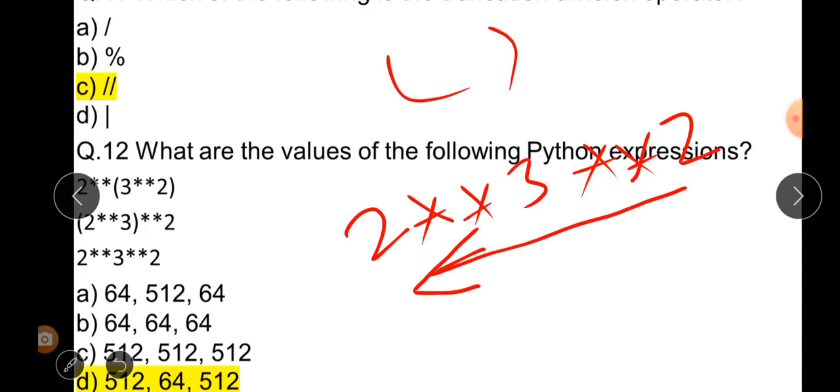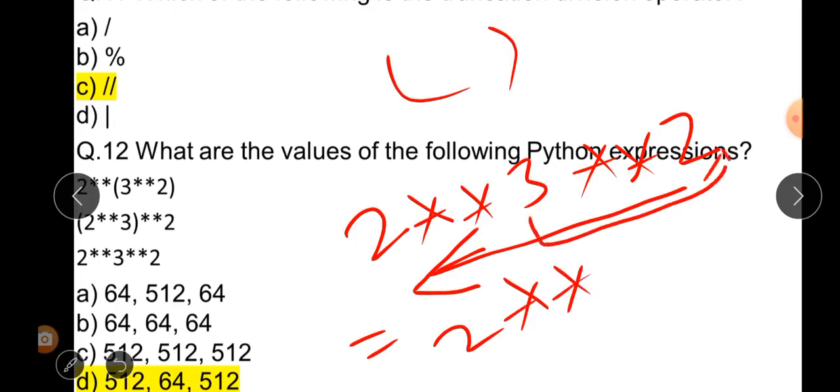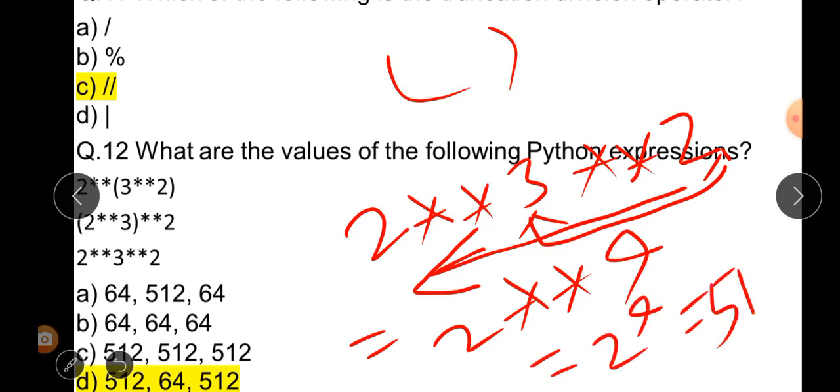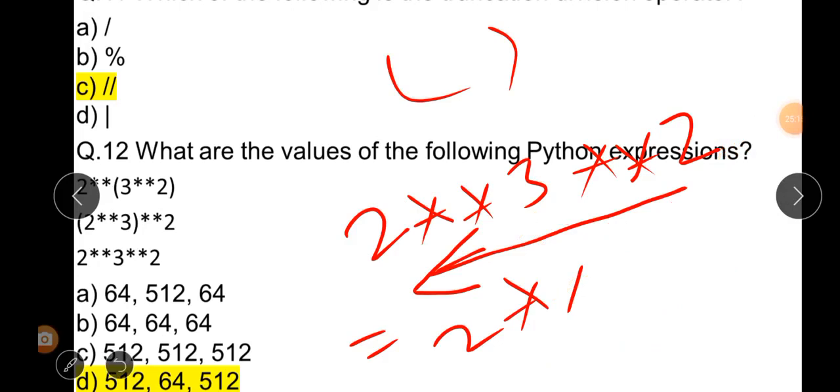Okay, and this point is already discussed in our previous question. So our answer should be 2 double star, and 3 double star 2 means 3 power 2, and 3 power 2 means 9. Now 2 power 9 means 512. So 512 is the correct value. Okay, so D is the correct answer.